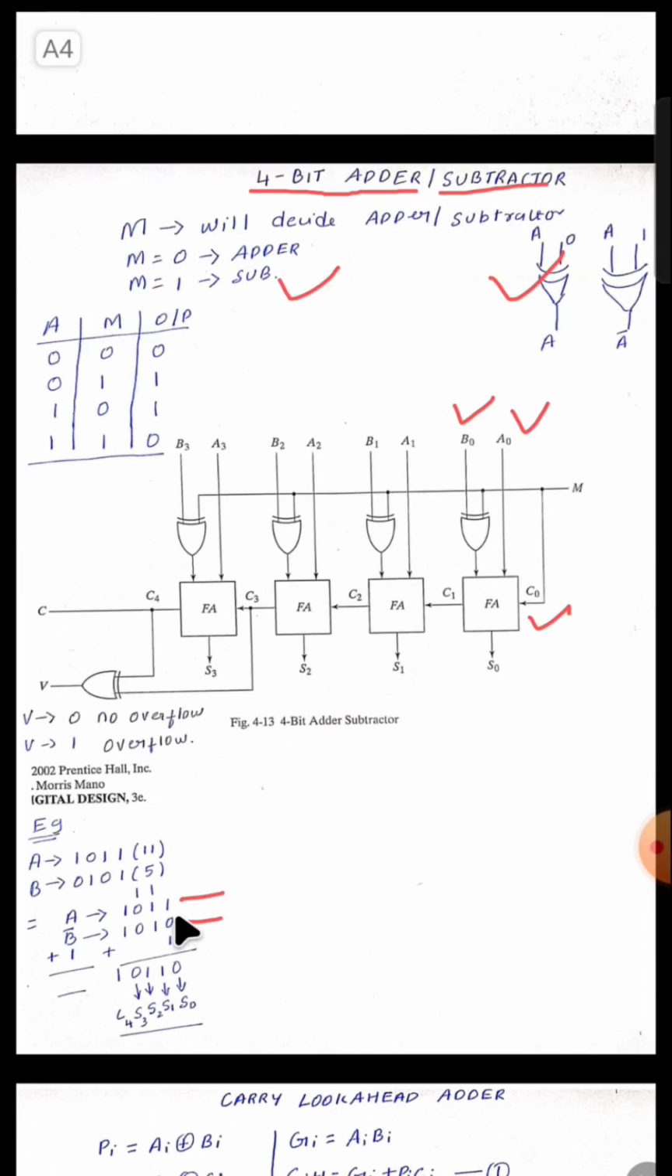If I have to perform subtraction, I have to take the 2's complement. So for this, I have to make this B0 bar. That is, if B0 is equal to 1 here, B0 should be 0. Similarly, if B0 is 0, it should be 1. So if M is equal to 1, this input will be 1, this will be 1, this will be 1 and this will be 1. Obviously, the output is going to be B0 bar, B1 bar, B2 bar, B3 bar. It is just acting as a NOT of this value.